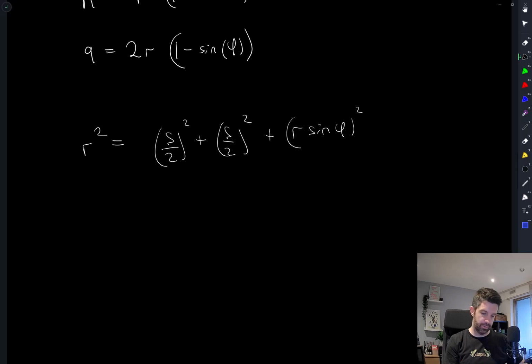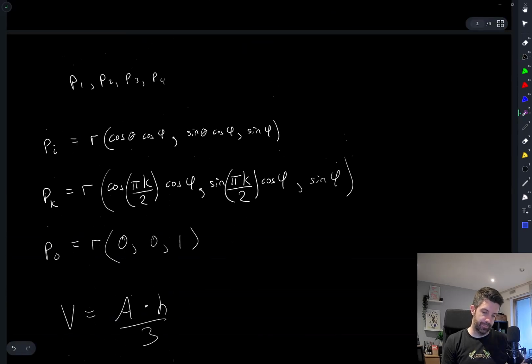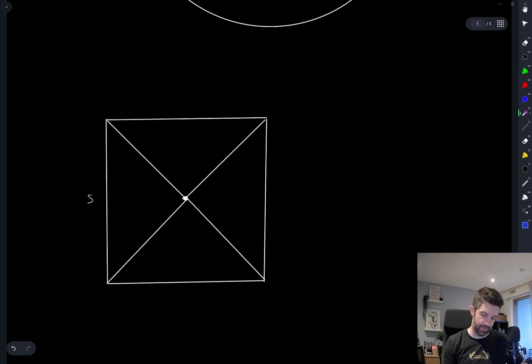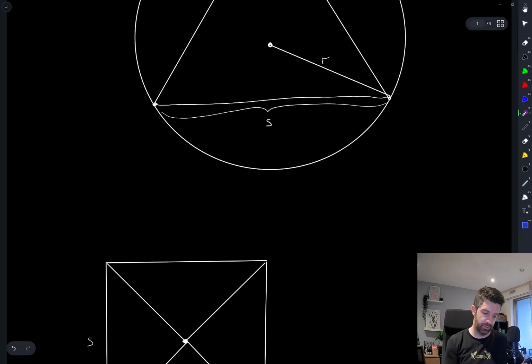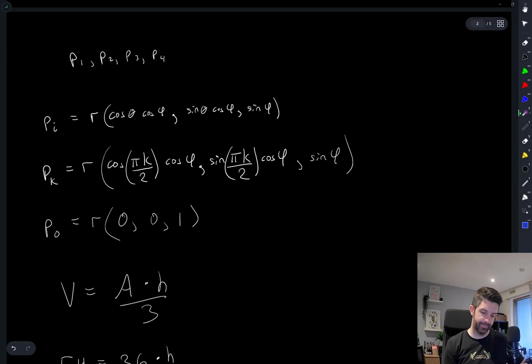And I know s, right? S is 6, so r squared is equal to 18 plus r squared sine squared phi. That's just the Pythagorean theorem: I have that distance squared plus that distance squared plus the height out of the plane squared is equal to the radius squared. Does this help?